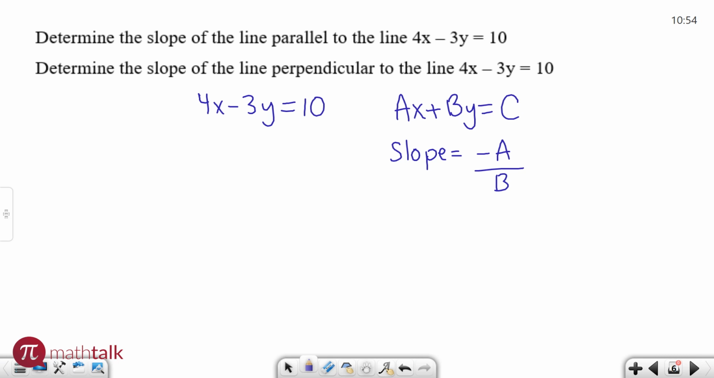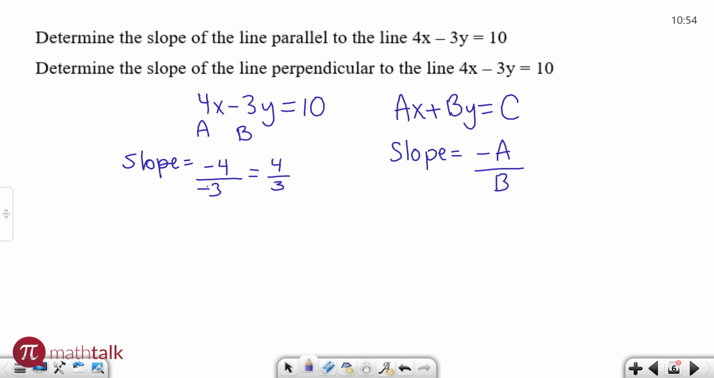So a in this case is going to be 4. I'm going to write a right there. B is actually going to be negative 3. And so I just need to take that information and plug it in. So my slope is negative a, which is negative 4, over positive b. And so b is actually negative 3 here. So a negative over a negative is a positive, so I'm going to simplify this to 4/3. All right, so that's the first part. The slope of this equation is 4/3.